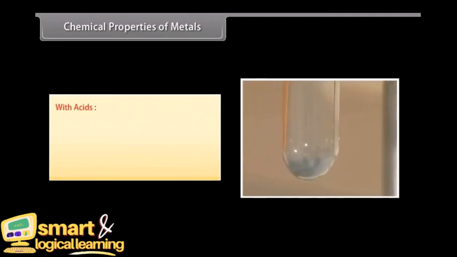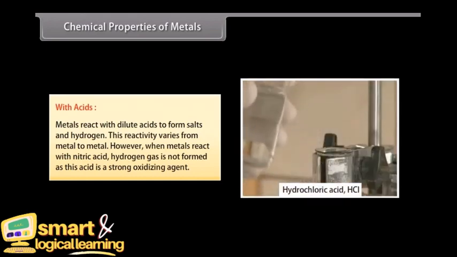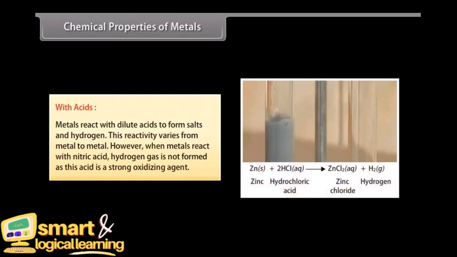With acids. Metals react with dilute acids to form salts and hydrogen. This reactivity varies from metal to metal. However, when metals react with nitric acid, hydrogen gas is not formed as this acid is a strong oxidizing agent.